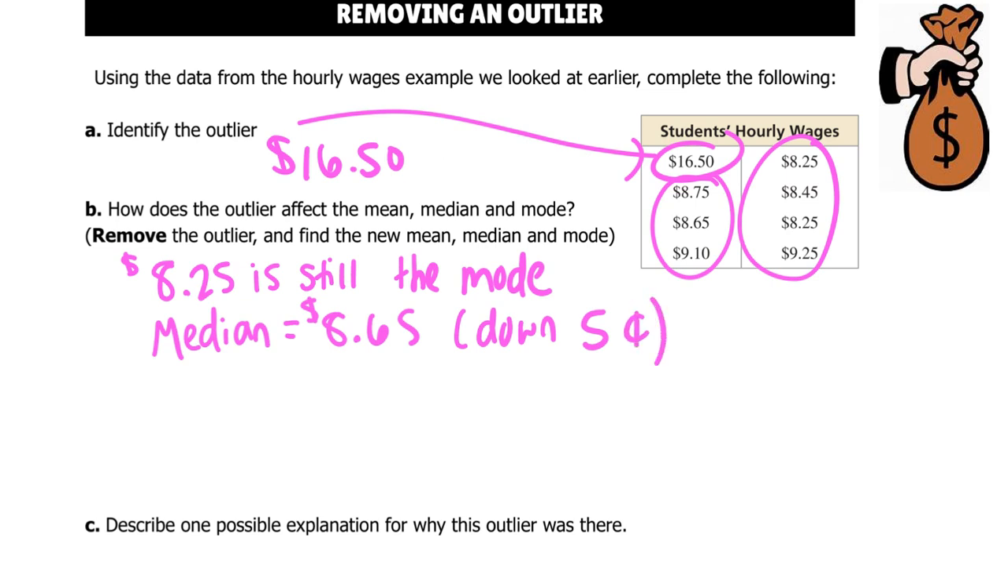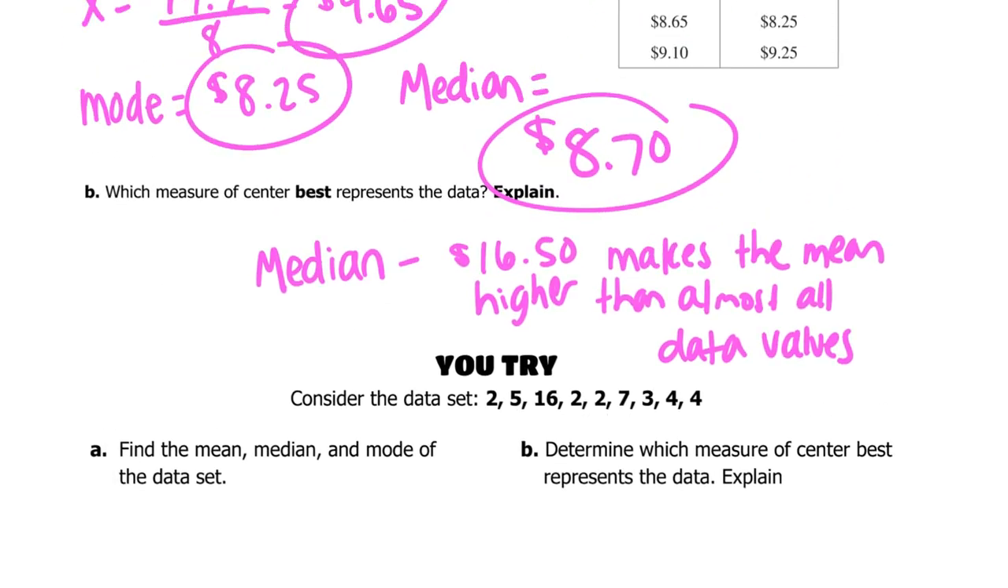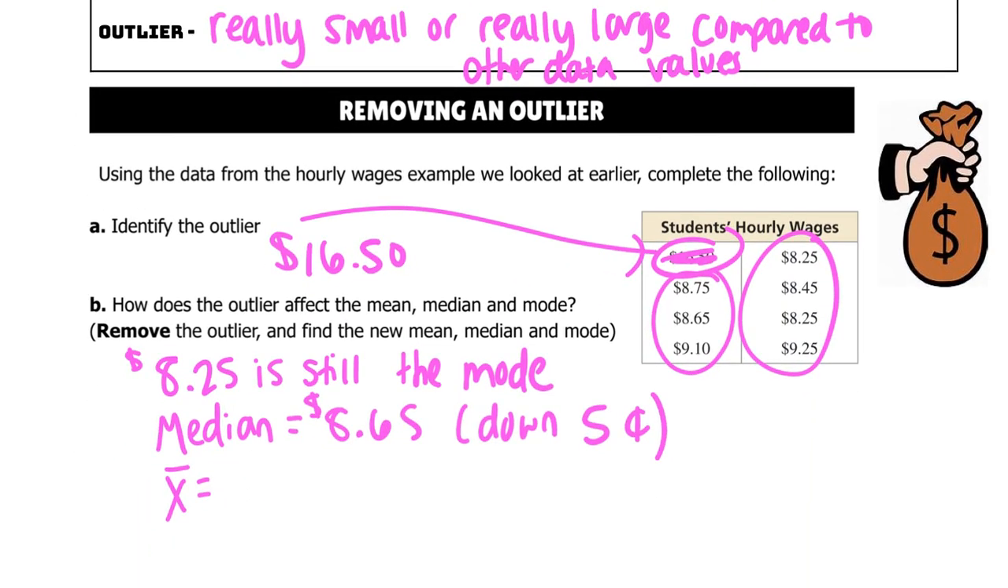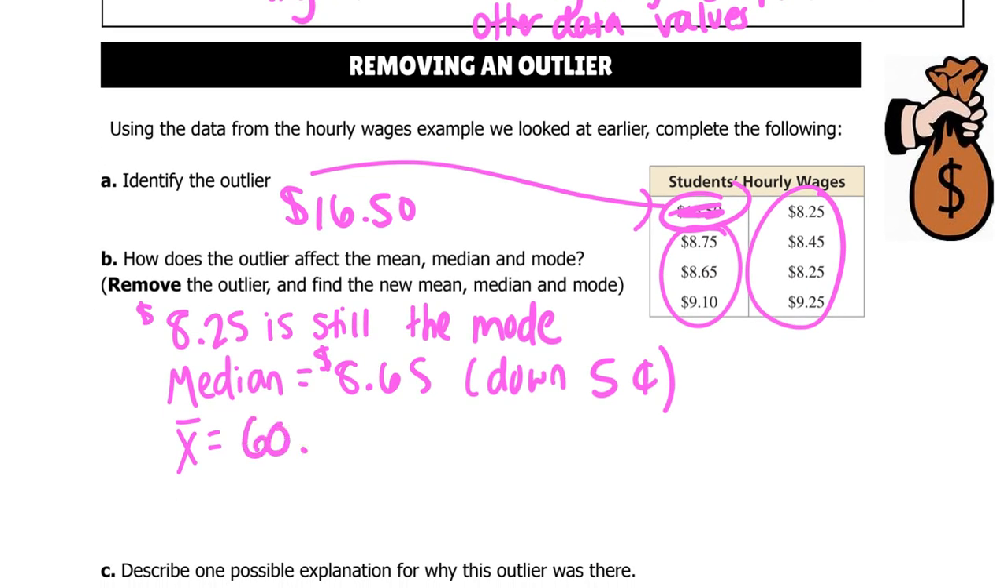The mean you'll see is really impacted by the outlier. So for the mean, I'm going to use the symbol for mean. We're going to add all the remaining data values, so pretend that 1650 isn't there anymore. You know what would be faster? I'm going to take the sum that I got up here, which is 77.2, and subtract that 1650 from it. Hopefully that was the right number because I'm using it again. I'm getting 60.7, and then I'm going to divide by 7 because there's only 7 wages now.